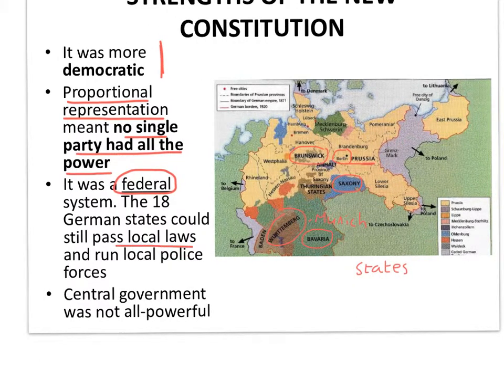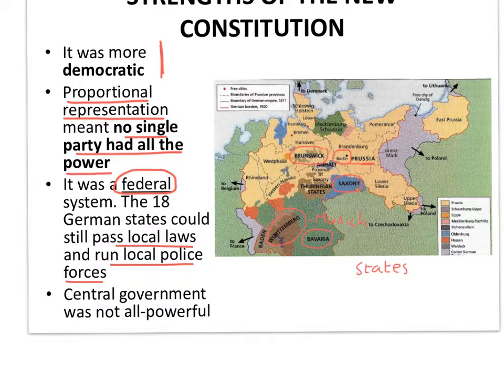That's the key point. Now, very importantly, the states ran the police. So there were actually 18 different police forces in Germany. Berlin, the capital of Germany, did not control all the policing of Germany. Berlin was also the capital of Prussia, so Berlin controlled the Prussian police force, but they did not control the police of the whole of Germany. So that is a strength.